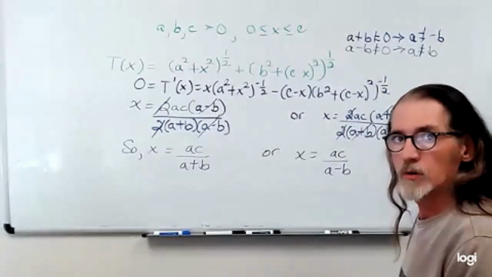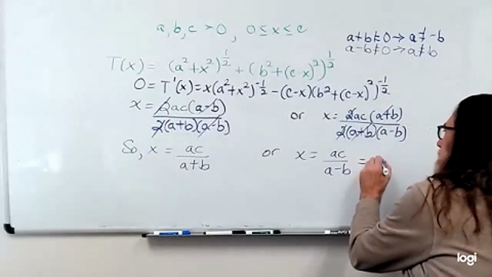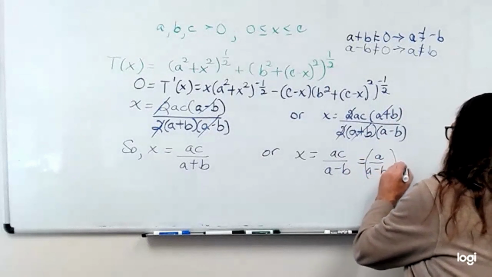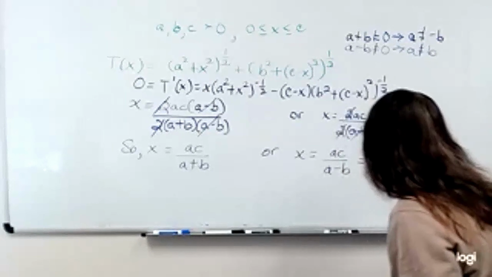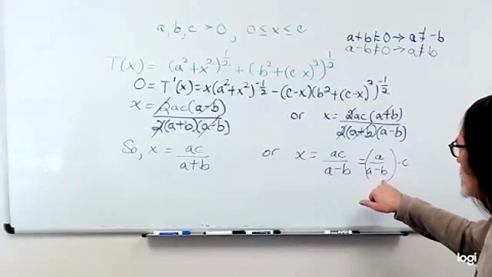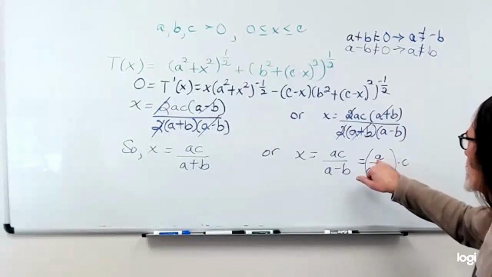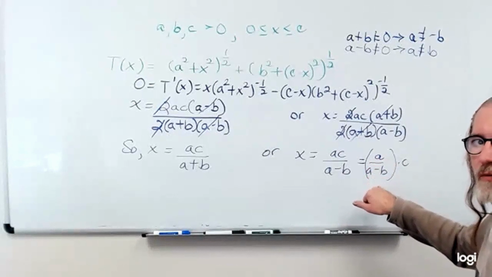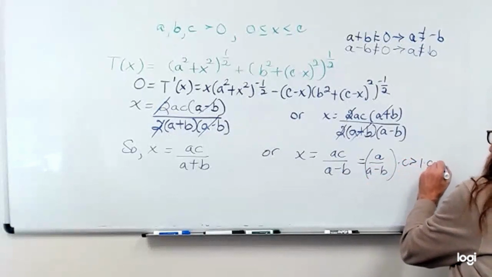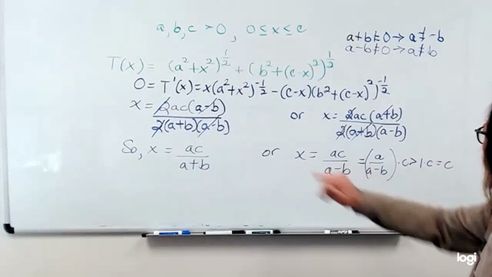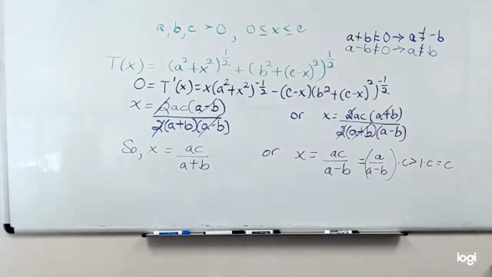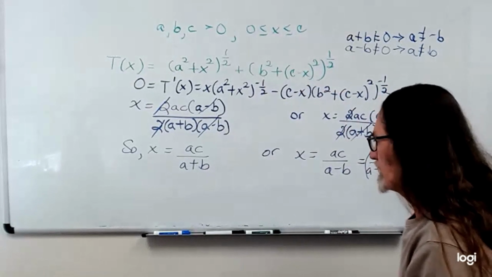The second one is a problem, because if we rewrite that fraction, since b is positive, a minus b will be smaller than a. Dividing something by something smaller than itself will give us something greater than 1. That would give us that x would be strictly greater than c, putting it outside of that interval. That is not possible. So we reject this.